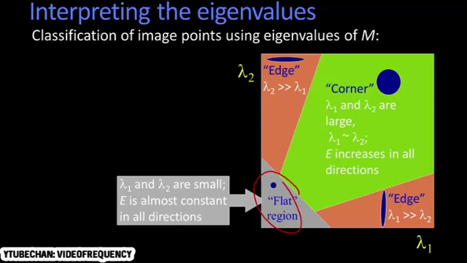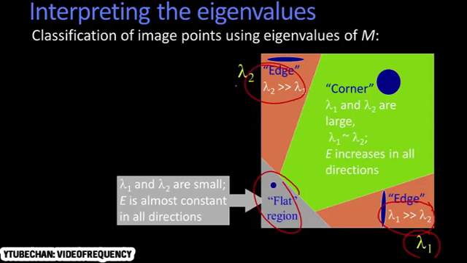Likewise, if I have just one of the eigenvalues large, that means there's some direction in which it changes quickly. So if I move in that direction, I know things have changed. But if it's 0 in the other direction, I can move as much as I want. Remember, that's what happened along an edge. So when one eigenvalue is much, much bigger than the other, then you're along an edge.